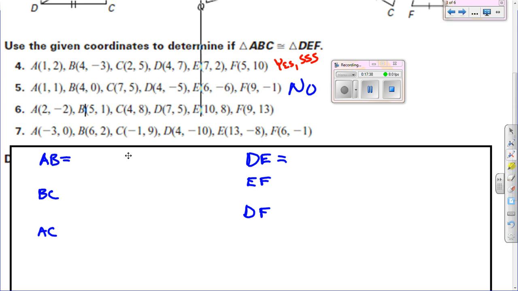Number 6, 2, negative 2, and 5, 1. So you do 1 minus negative 2, which gives you 3 squared. Then you do 5 minus 2, which gives you another 3 squared. This gives you square root of 18. Jump to DE. I got 8 minus 5, which is 3 squared, plus 10 minus 7, which is another 3 squared. So it's square root of 18.